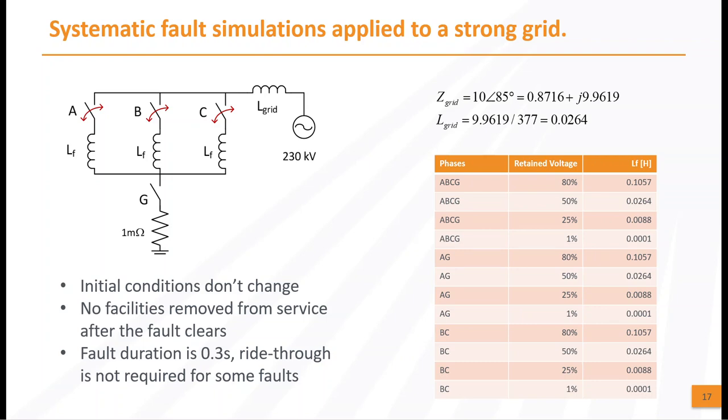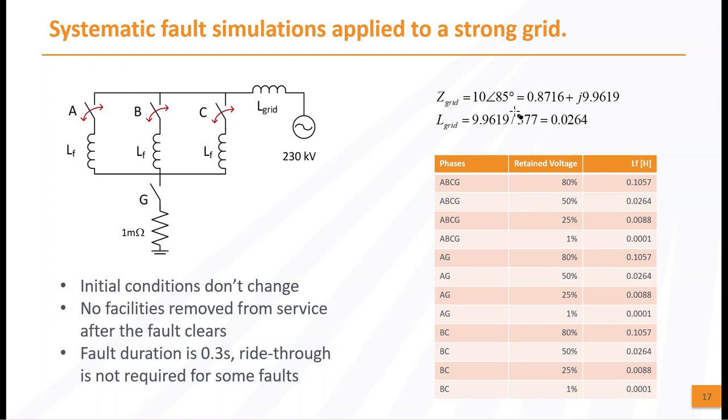This example is going to automate faults systematically at the point of connection to a strong grid. So it's a 230 kV source, and for strong source impedance, the initial value is 10 ohms. So the short circuit MVA there is 5290, so a short circuit ratio of almost 53, a very strong grid.